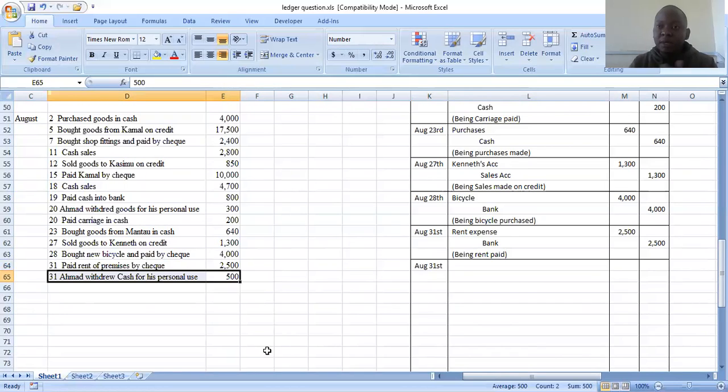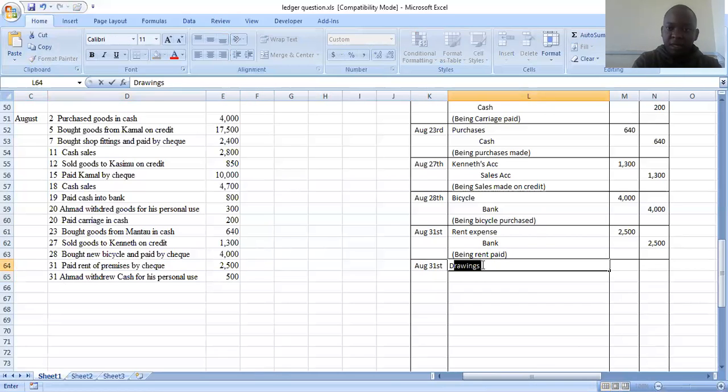What type of accounts are they? Drawings is a deduction in capital, so drawings is part of capital, and cash is an asset. Which account is to be debited and which credited? Drawings we debit, because drawings is a deduction in capital, and whenever capital is reducing, we debit. Cash is an asset that is decreasing or going out, so we credit the asset. So debit drawings and credit cash.